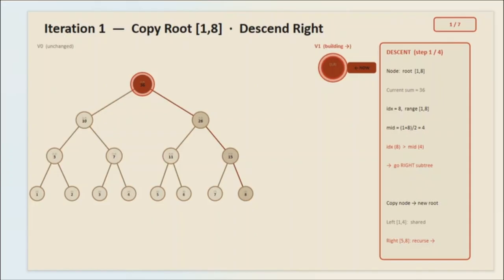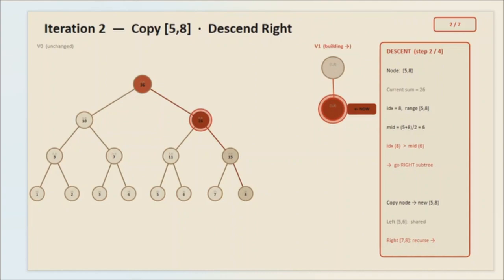Now we are at root, which currently holds sum 36. We allocate a brand new node to serve as the new root for version 1. Since index 8 is in the right half and the left is simply shared, we point the new root's left pointer directly at the old version 0. Then we recurse on the right side.